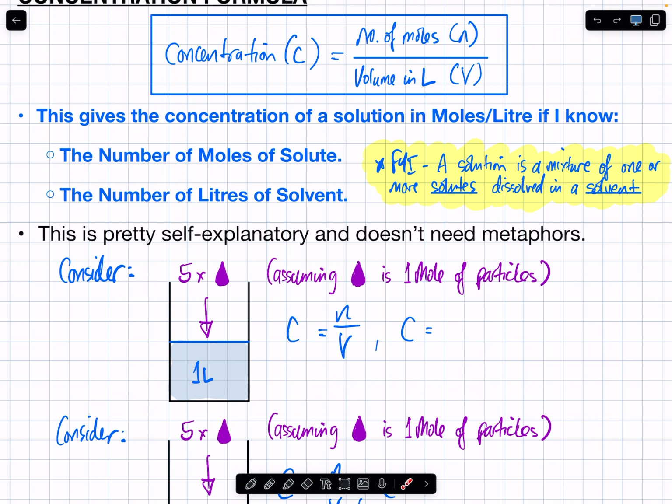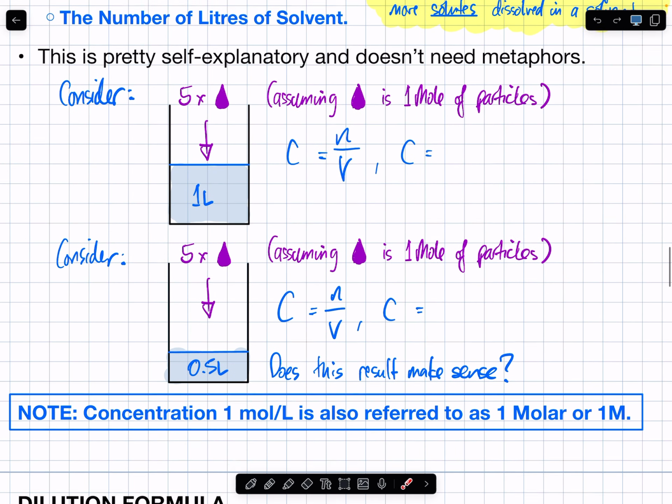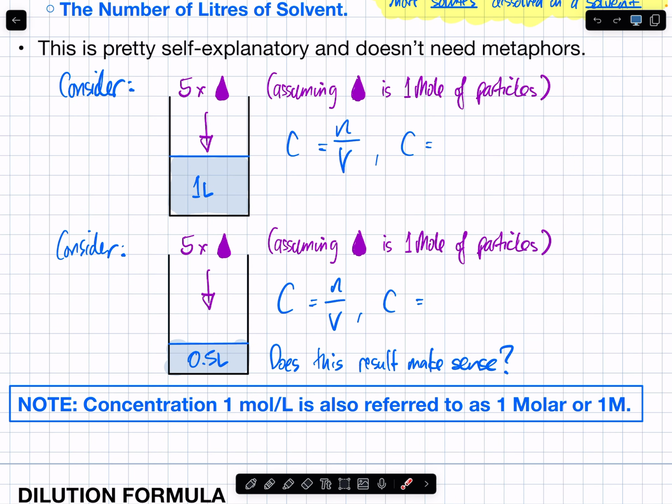So there's your formula. Let's demonstrate how this works with some easy things to start off with. Please consider these jugs at the front, they're all 2 litre jugs. This is halfway full. So how many litres do I have in this one? 1 litre. I'm going to put 5 drops in it. And the only imagination that you need to do is 1 drop we're pretending is 1 mole. We cool with that? So I'm going to put 5 drops into this. 1, 2, 3, 4, 5.